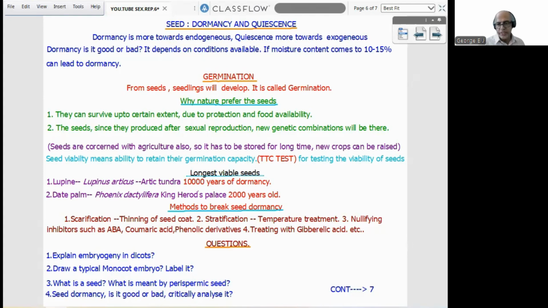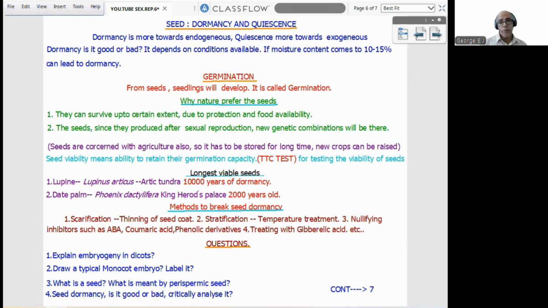Germination means seedlings developing from seed. It is called germination. And what is the reason why nature prefers seeds? Seeds have many advantages. They can survive certain extreme conditions because they have protection and food reserves.